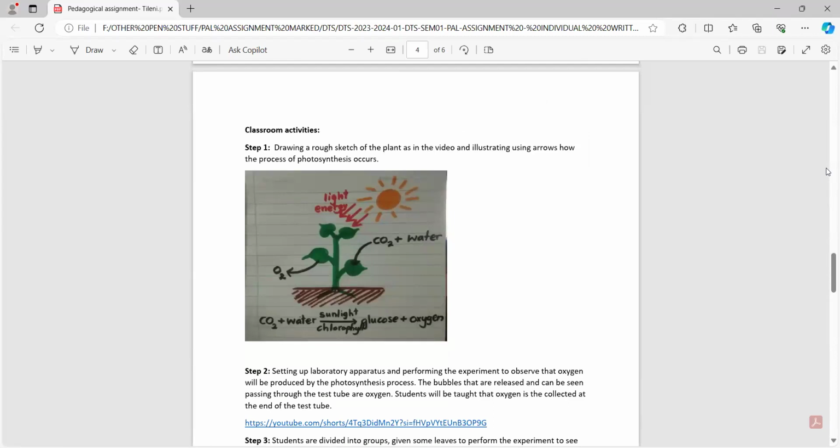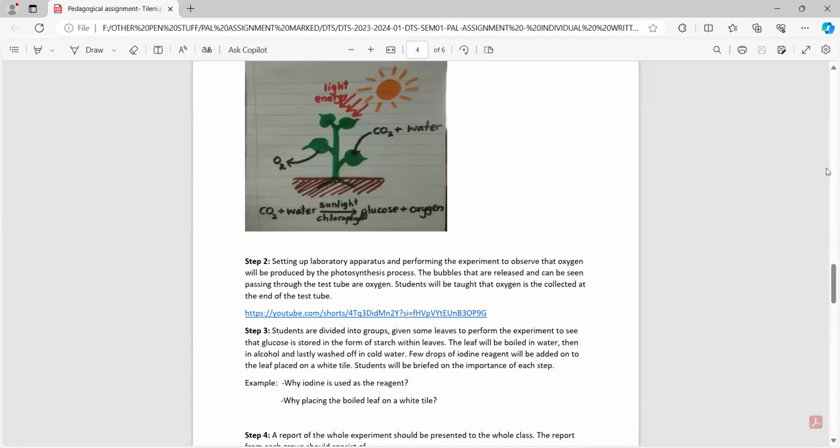So step 1, drawing a rough sketch of the plant as the video illustrates. Step 2, setting up laboratory apparatus and performing the experiment to observe that oxygen will be produced by the photosynthesis process. The bubbles that are released can be seen passing through the test tube of oxygen. Students will be taught that oxygen is collected at the end of the test tube.